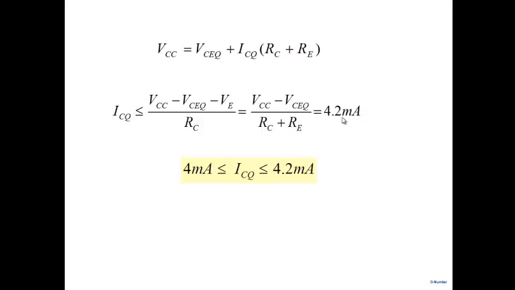Now, if we put them all together, the constraint on ICQ comes out so that these are the limits: the lower limit is 4 milliamperes, the upper limit is 4.2. And at this point, when you look at these kinds of results, you should be worried. Why should you be worried? When you're looking at your specs and deriving the constraints, you find that to satisfy all these specs, my ICQ should lie between these limits. Why should you be worried at this point?